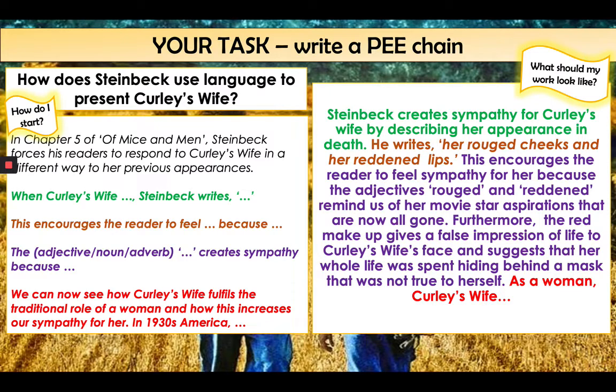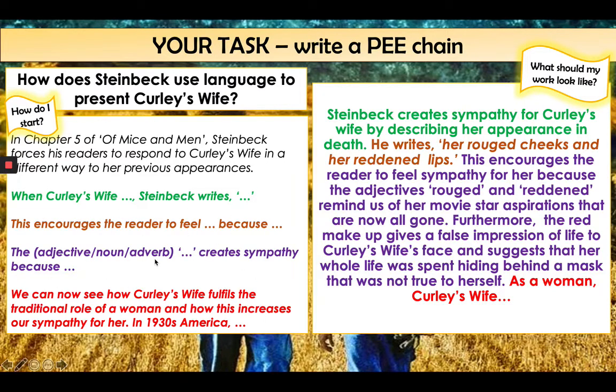Now, those of you who normally do purple tasks as well, I'd like you to go on and do a final bit of your P chain and think about linking it to the context. So all the stuff we did right at the beginning, and thinking about Curly's wife's role as a typical woman in 1930s America. Okay, so that's a little extension bit. Now, on the left-hand side of the PowerPoint, you've got some sentence starters to help you if you are struggling at how to structure your P chain. So you can use those to help you as well.